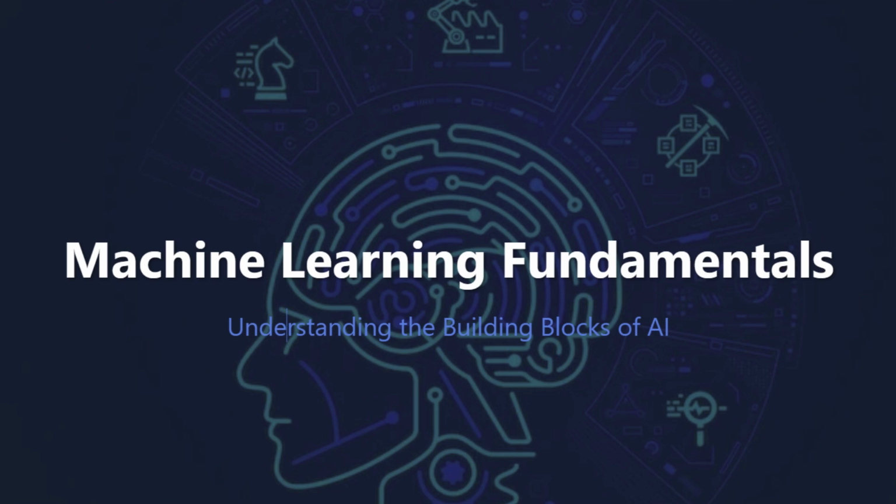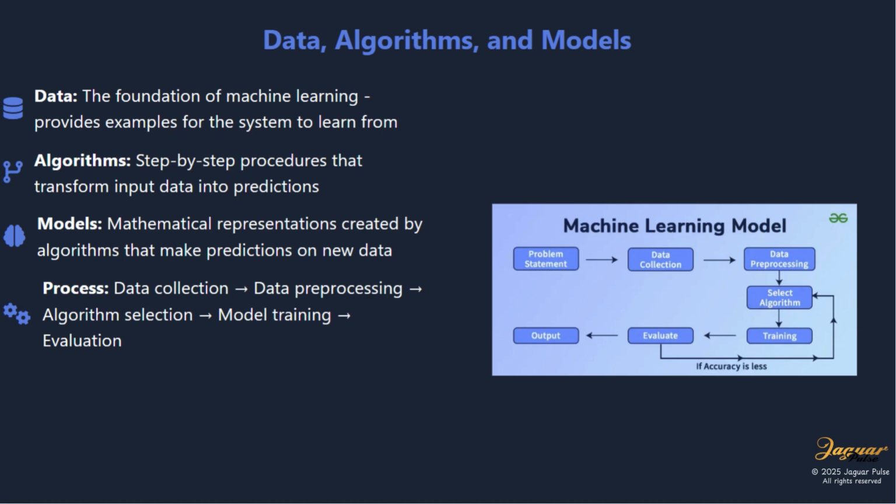Let's talk about machine learning components. Machine learning is a subset of artificial intelligence. It focuses on training models to learn from data. There are three key components in any machine learning system: data, algorithms, and models.